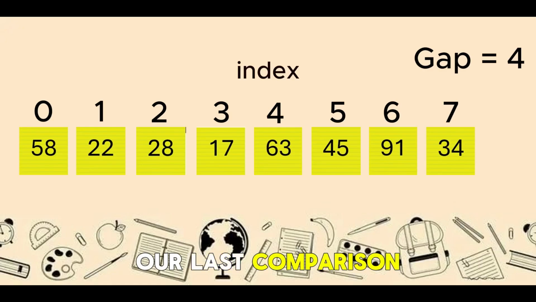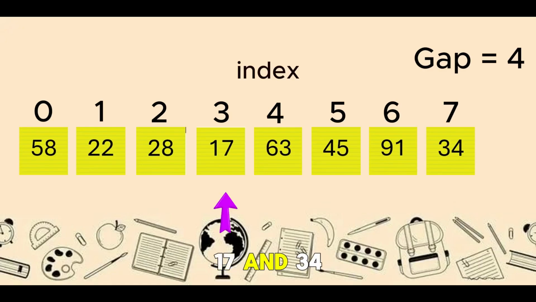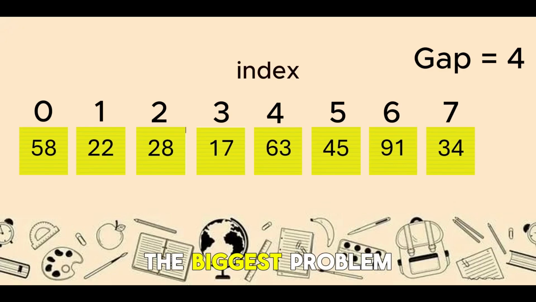Our last comparison for this gap, 17 and 34. These are correctly arranged, so no swap is needed. After finishing gap 4, our list now becomes 58, 22, 28, 17, 63, 45, 91, and 34. Notice how this already looks cleaner. The biggest problem, 91, has been pushed closer to the back, and a smaller number, 28, moved forward.